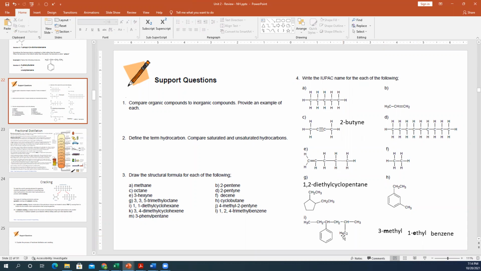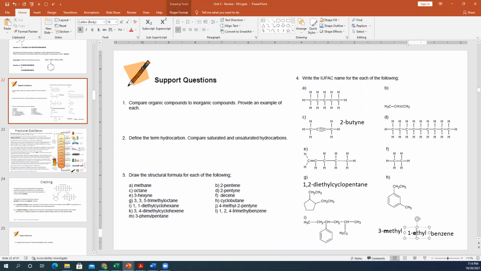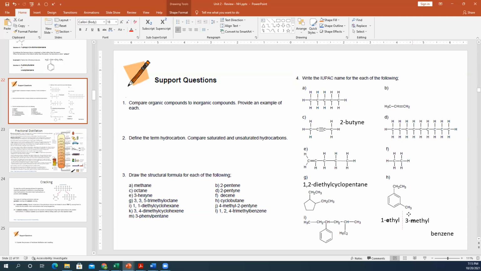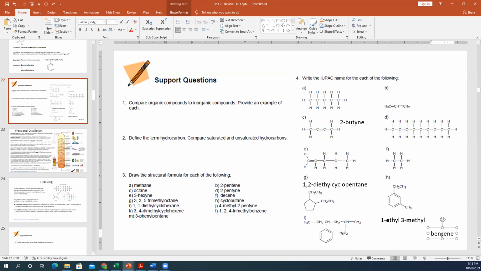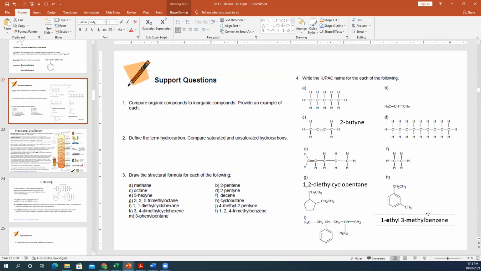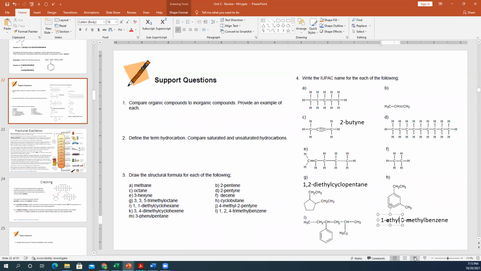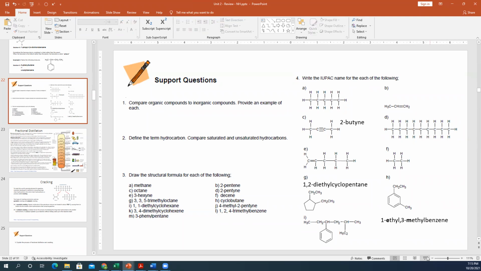1 ethyl, 3 methyl, benzene. Perfect. Exactly. Thank you very much. So we name it 1 ethyl, 3 methyl, benzene. And we would put a comma in there when we're separating those. Exactly. So that's how you name that kind of thing.